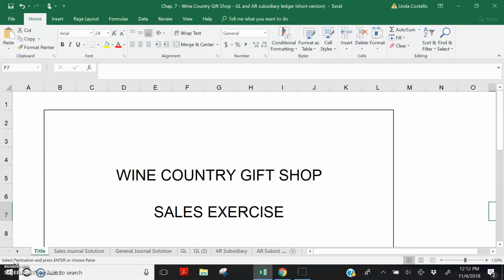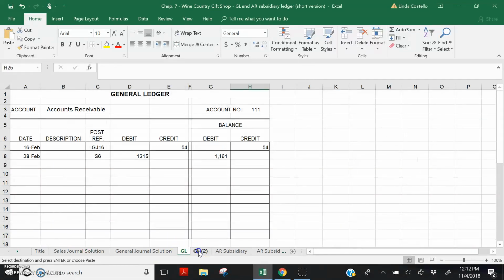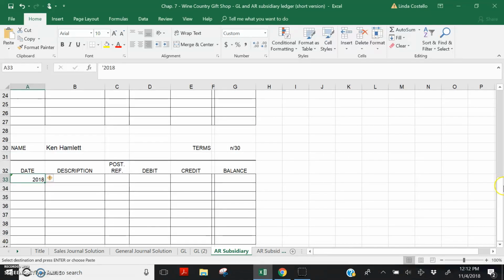Let's get started by posting each debit to accounts receivable from the sales journal to each customer's accounts receivable card in the accounts receivable subsidiary ledger. You'll need to pass by two general ledger pages to find the accounts receivable subsidiary ledger.